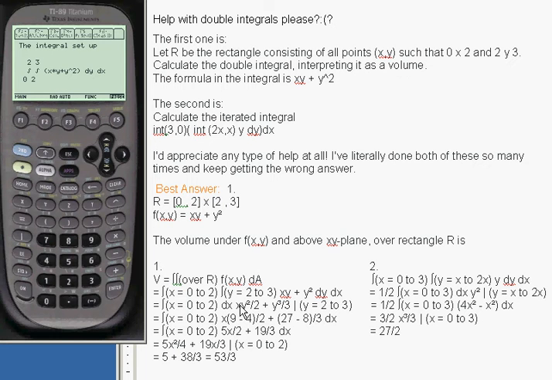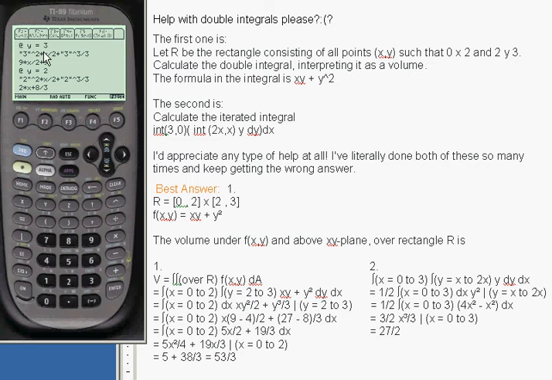Now isn't that easier than this here? I think so. I'm going to say that's okay. Now we're going to integrate the function with respect to y first, which equals xy squared over 2 plus y cubed over 3. Now he's got that xy squared over 2 plus y cubed over 3 here, and it's over 2 and 3, the limits.